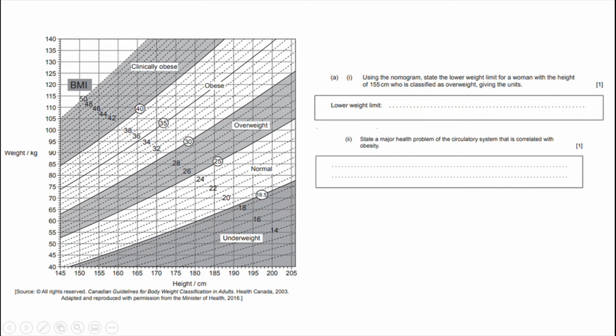Now, the final question requires you to look at this nomogram and state the lower weight limit for a woman with a height of 155 centimeters who is classified as overweight, giving the units. Pause this video if you need. The second part of the question asks you to state a major health problem of the circulatory system that is correlated with obesity. Pause this video if you need.